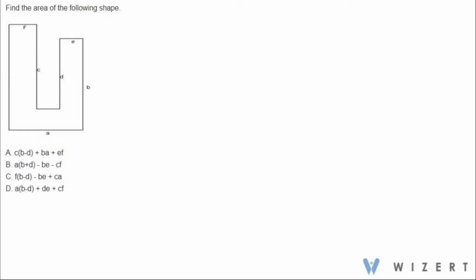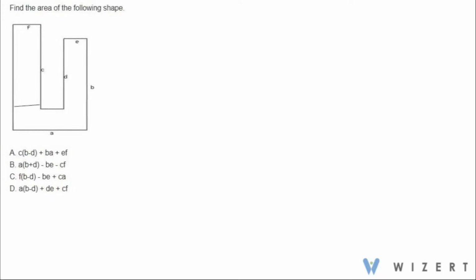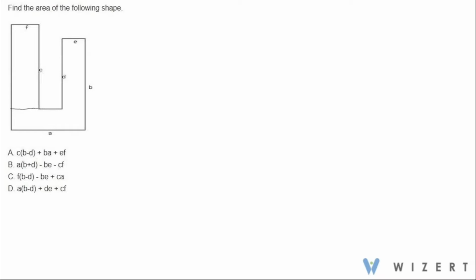We have this question here. Find the area of the following shape. So this shape can be converted to three rectangles this way. I'm putting a line over here. It should be a bit below, yes, correct. And this one over here. So these are three rectangles.